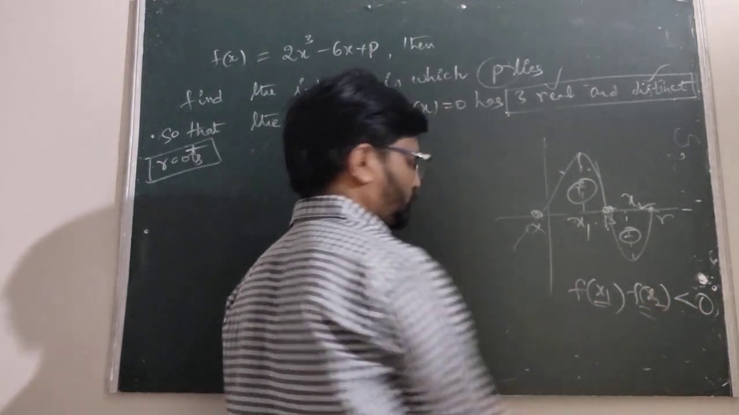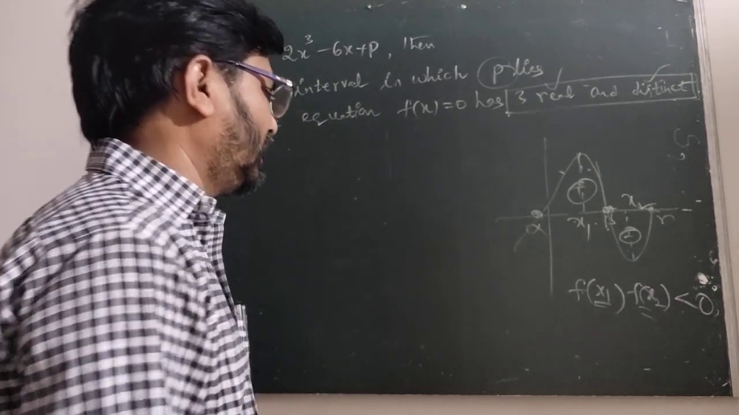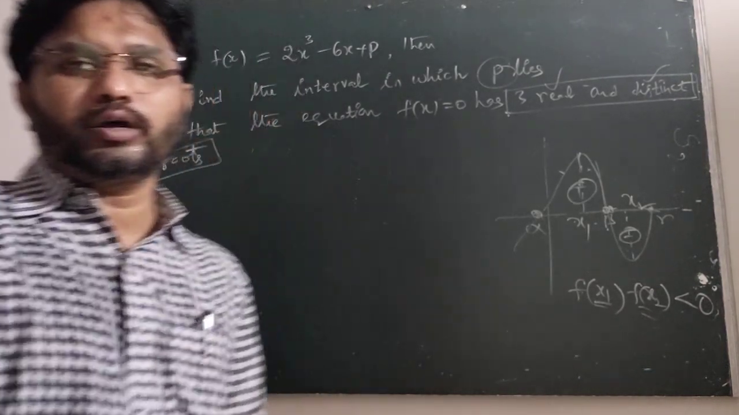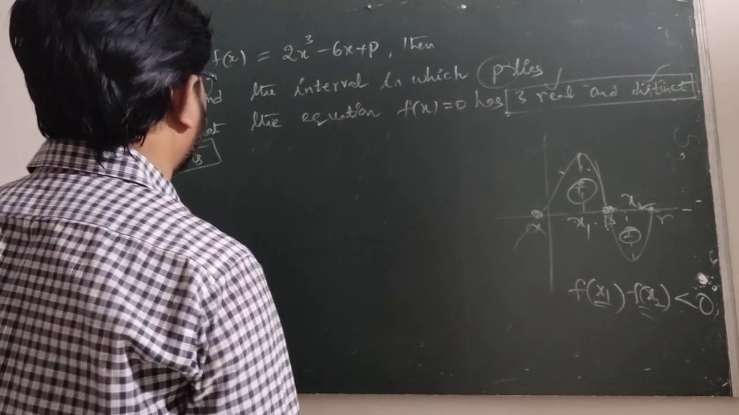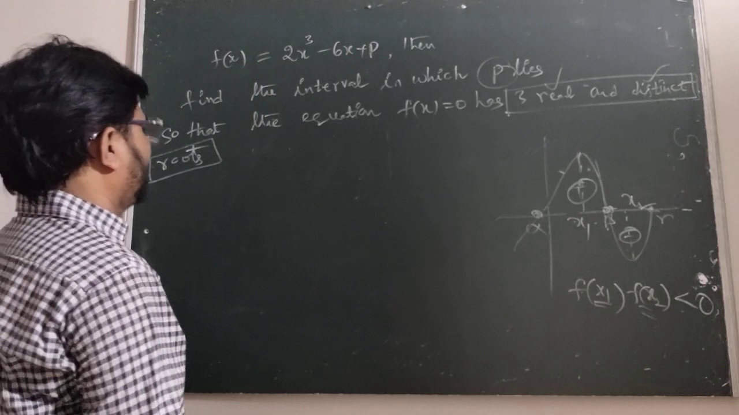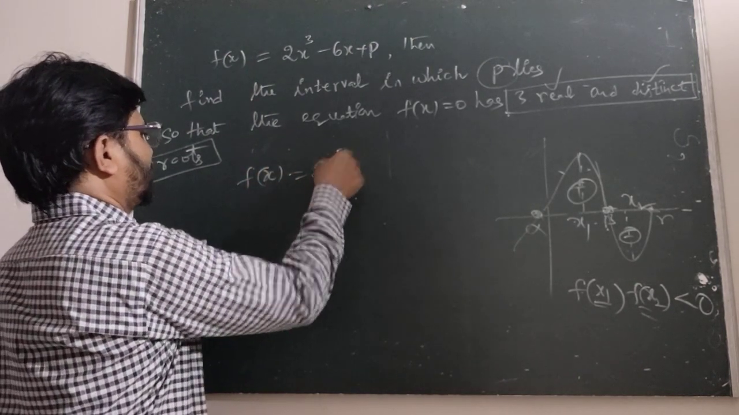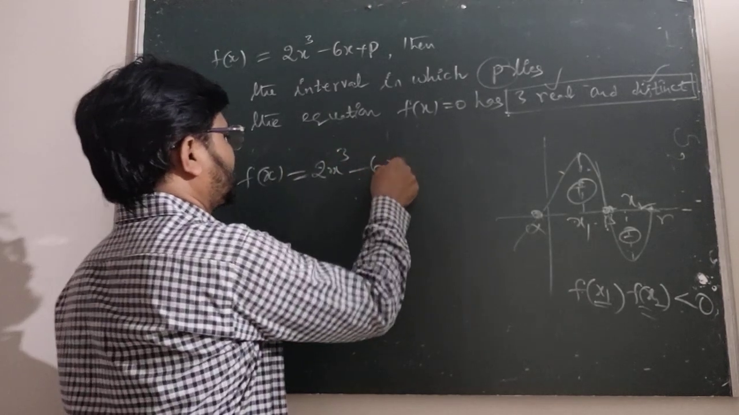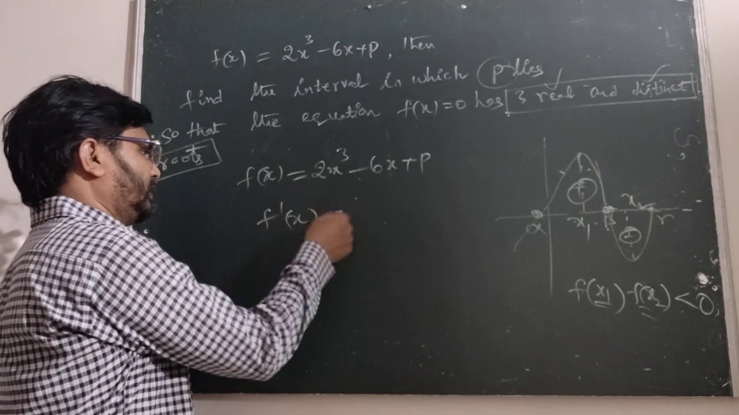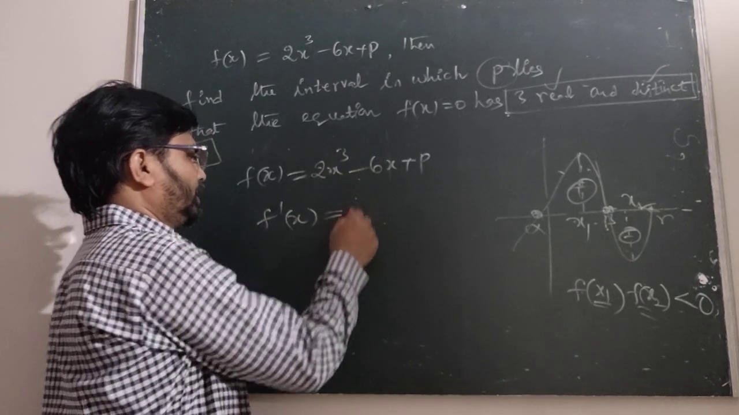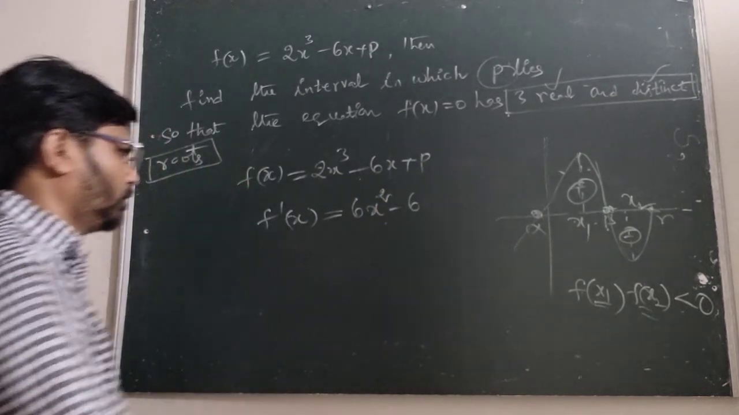What are x1 and x2? The x1, x2 values are found by taking f'(x) = 0. The given equation is f(x) = 2x³ - 6x + p. Now we find f'(x). This is 3 into 2, 6x² - 6. The derivative of p is 0.